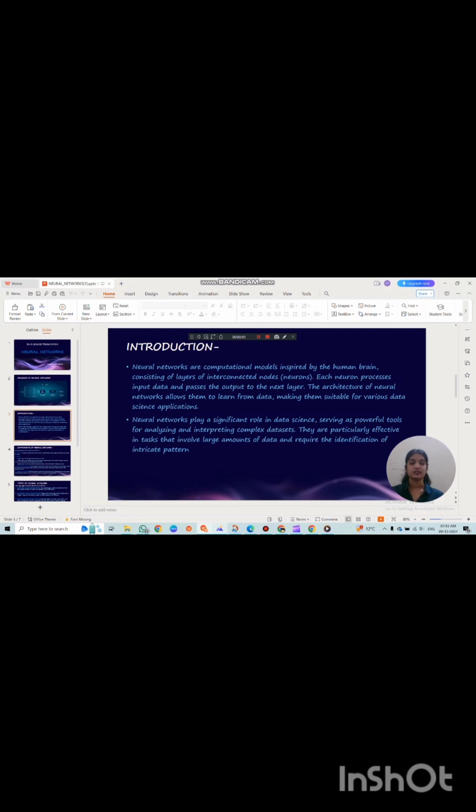Neural networks play a significant role in data science, serving as a powerful tool for analyzing and interpreting complex datasets. They are particularly effective in tasks that involve large data and require the identification of intricate patterns.